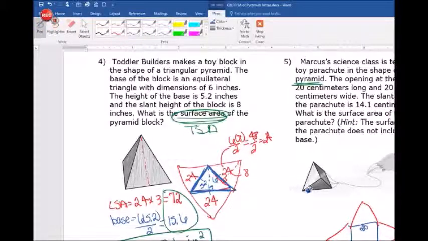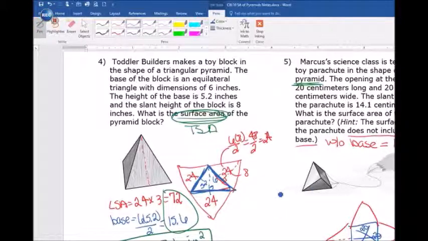So that tells me my base is a 20 by 20. The slant height, which remember is the height of the faces, is 14.1. What is the surface area of the parachute? And there's a hint here that it does not have the base. So technically, without base, right, does not include the base. So without base means it is the lateral surface area. So I technically don't need this. We don't need the base.